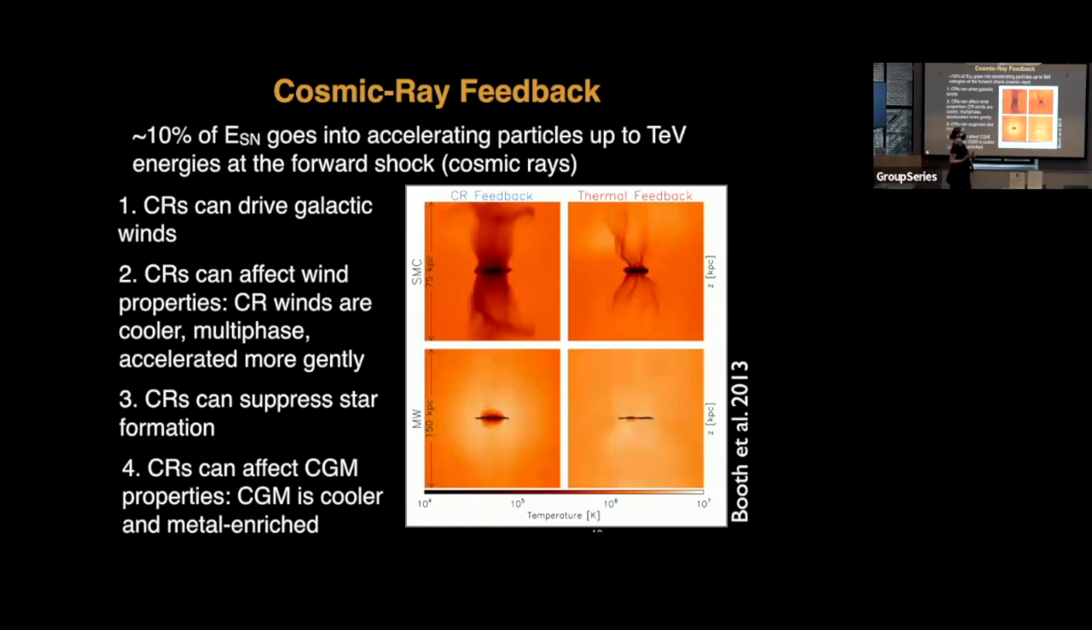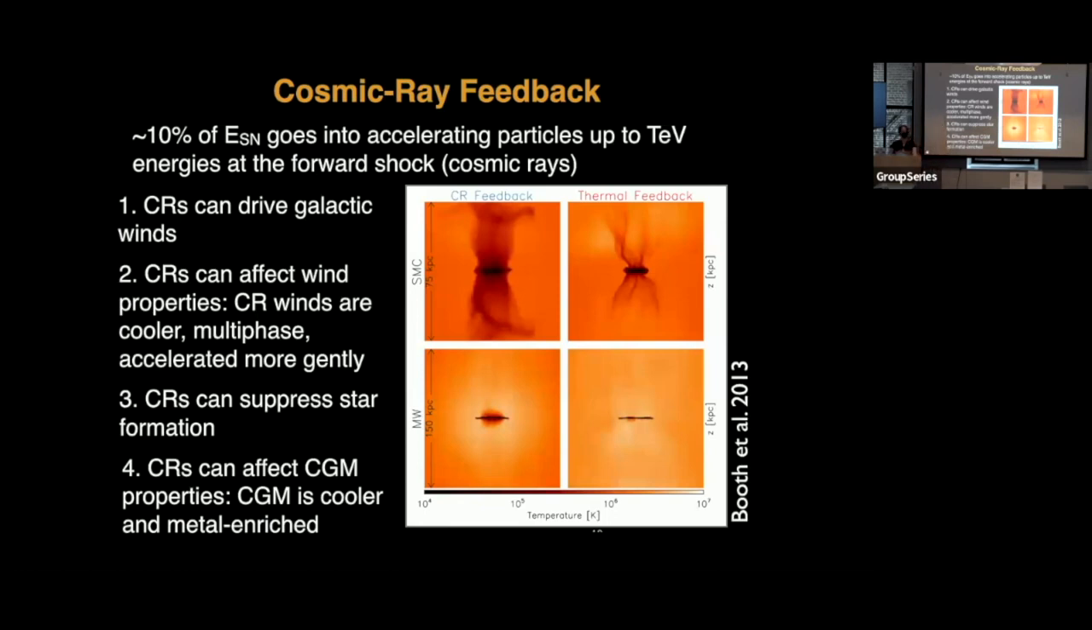The first paper that got me excited about the topic was one by Craig Booth in 2013, who looked at cosmic ray feedback versus thermal feedback in an SMC-like galaxy and a Milky Way-like galaxy. And you can see automatically that these look very different in their profiles in terms of what's happening to the gas in the disk, as well as in the outflows. But in general, these are the 4 summary points.